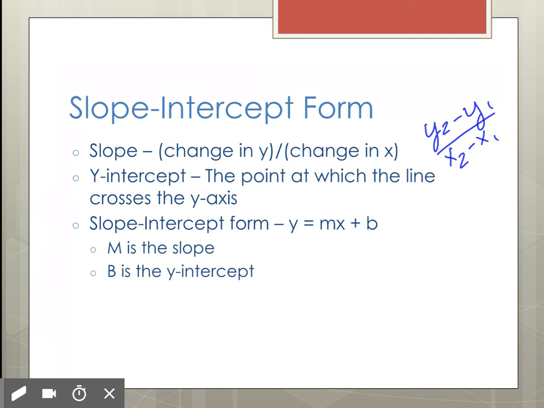Y-intercept is the point at which the line crosses the y-axis. This is always going to be shown where x is 0 and then y will be some other number. But your y-intercept is always where your x is at 0. Slope-intercept form is always written as y equals mx plus b. The m stands for our slope and the b stands for our y-intercept, which would be whatever that number is here. So this is your b.